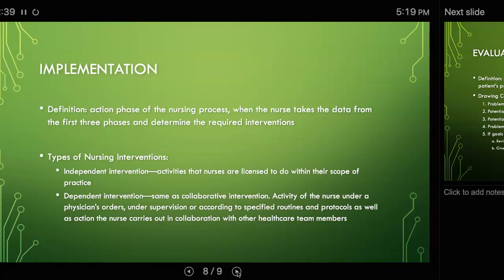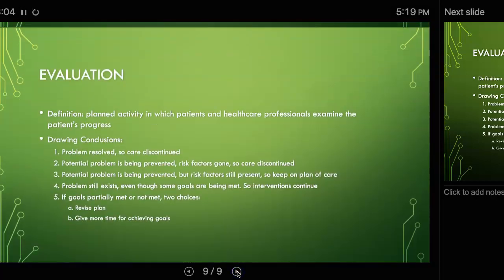So implementation is an action in the nursing process. So you take the data and you say, this is what I'm going to do. An independent intervention is something that you can do within your scope and standard of practice. Ambulate a patient, turn them. A dependent intervention is something that you need a physician's order for, like medications.